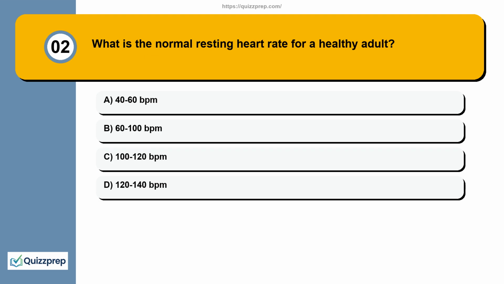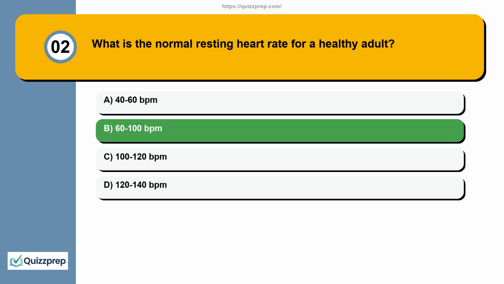Question 2. What is the normal resting heart rate for a healthy adult? Here are your options. Option A. 40 to 60 BPM. Option B. 60 to 100 BPM. Option C. 100 to 120 BPM. Option D. 120 to 140 BPM. The correct answer is option B.